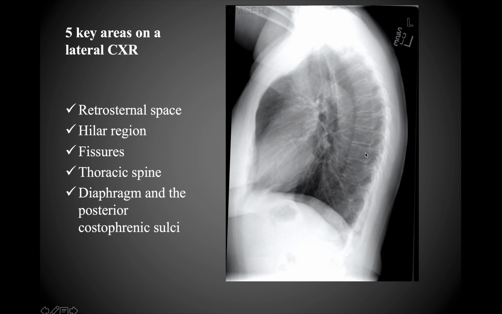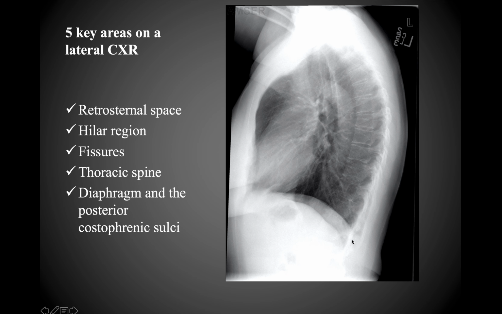So again, you can clearly see the thoracic spine right here, and then the diaphragm. So you can see the left and right hemidiaphragm in this image. Remember, the right one you should be able to see coursing the entire distance, and the left one's eventually going to disappear behind the silhouette of the heart.